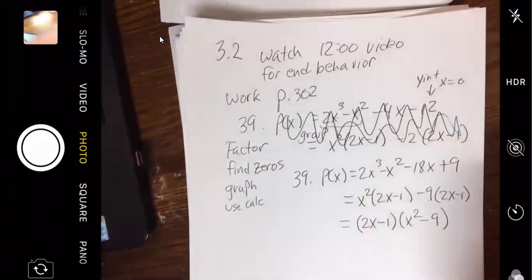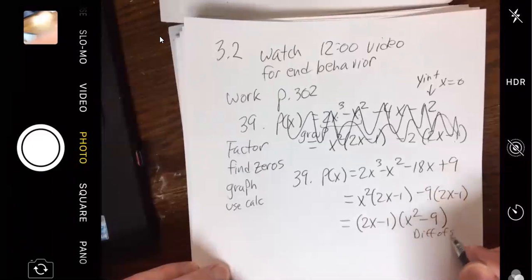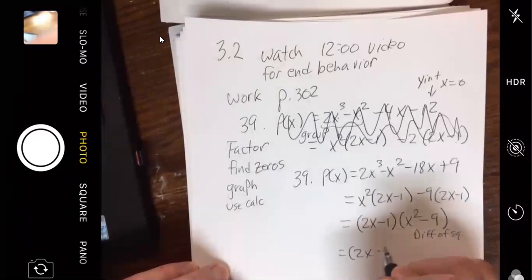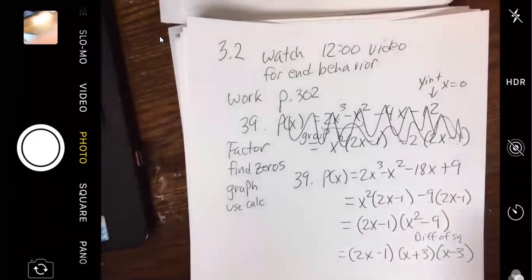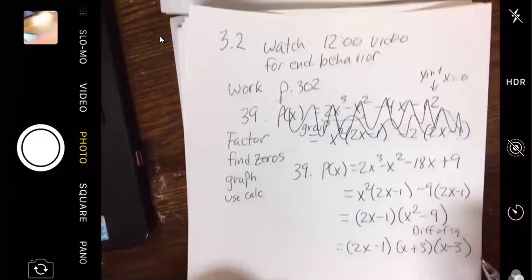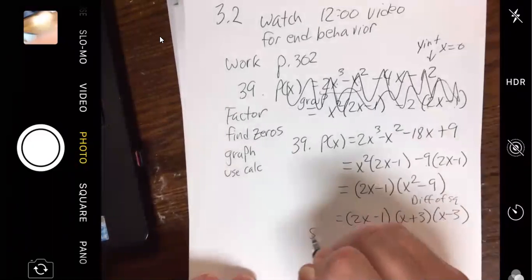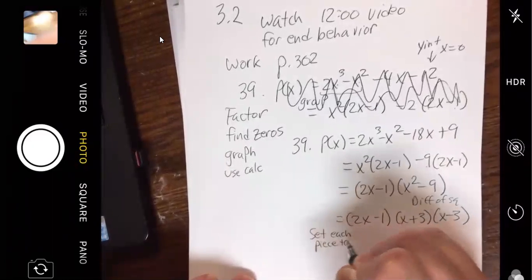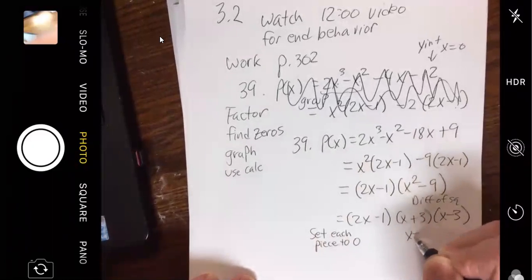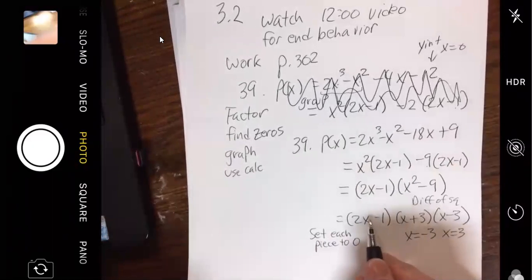All right, now I hope you recognize that difference of squares. 2x minus 1, x plus 3. You add and subtract the square roots. You set each piece to 0. Hopefully you recognize that would give you -3. This would give you +3. These just switch signs. This one switches signs, but you also got to handle the 2.